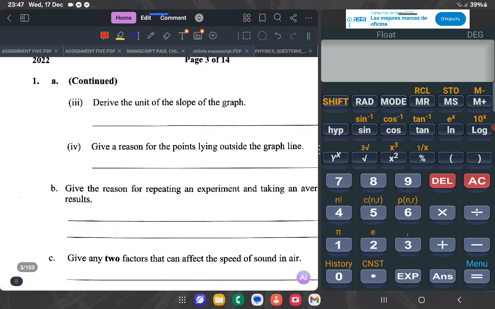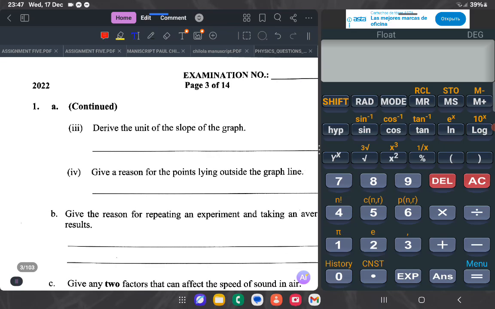So simply transfer what we got there. Here it will be centimeter per gram, which is also written as centimeter g to the power minus 1. It's the same, right? It's the same.